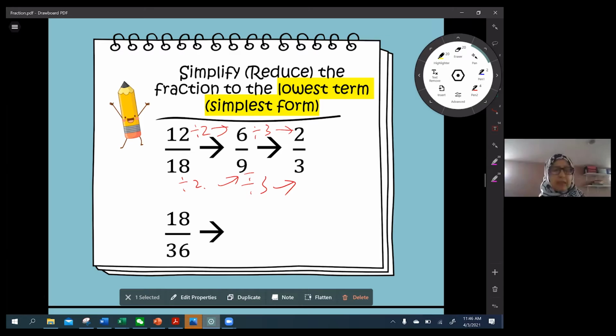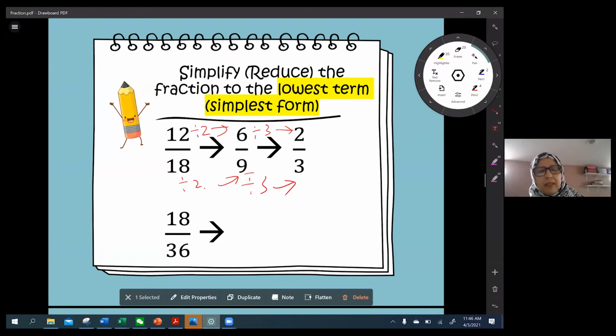12 divided by 2 is 6. Then 18 divided by 2 is 9. So we have 6 over 9. Now I got 6 over 9. So that's what I'm saying: you have to be good with the multiplication, your times tables.